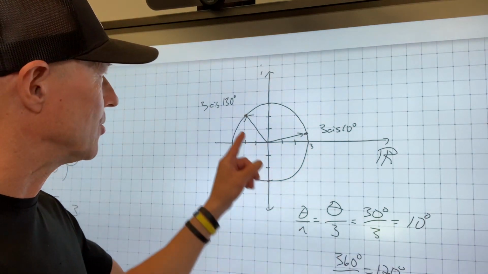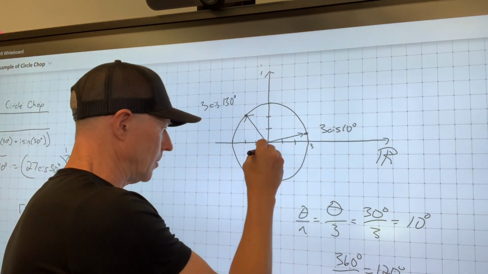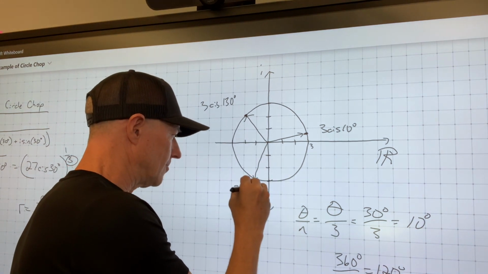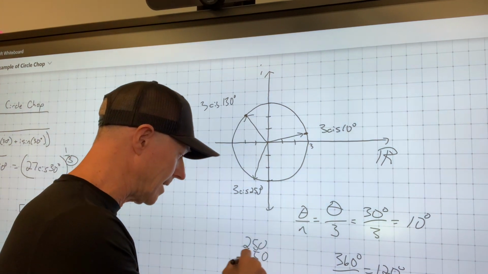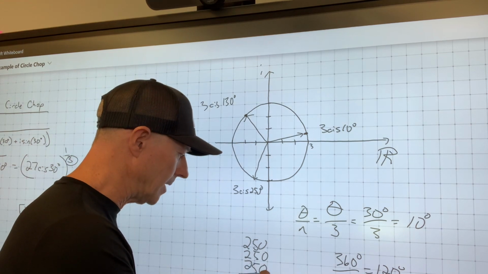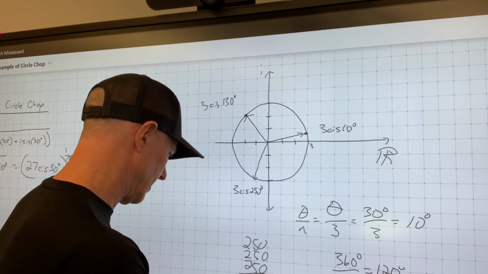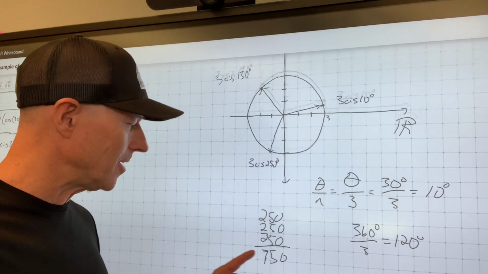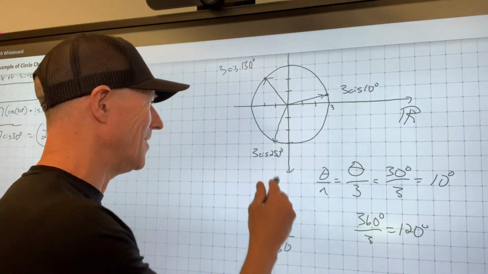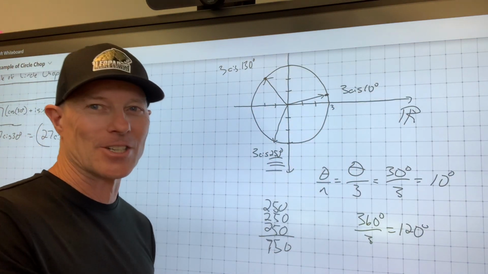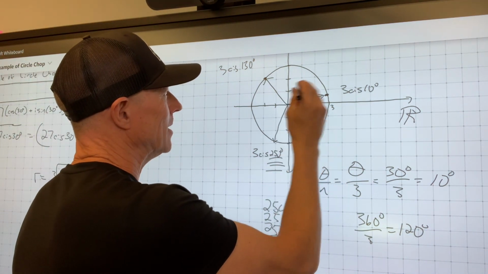Now, to find the last chop, you just add 120 to this 130. So that gives us 250. So that's going to be down here somewhere. So that's 3 cis of 250 degrees. Does that work? Well, yes, 250 added to itself 3 times is 750. But 750 is simply 720, which is 2 full rotations, plus 30. So that's the third number, or the third direction, that you can add up 3 times and land at our original guy, which was 30 degrees, which would be about right there.